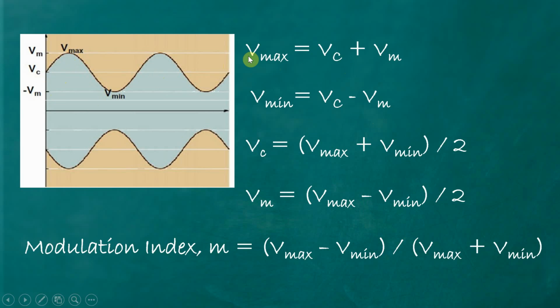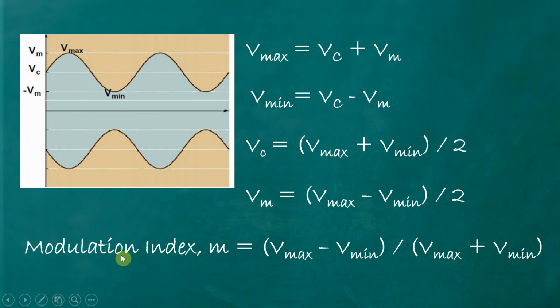Now when you use these two equations, Vmax and Vmin, to get Vc and Vm, what you have to do is add these two, Vmax plus Vmin. So you will get Vc. So Vc is equal to Vmax plus Vmin by 2. Now when you subtract these two equations, Vmax minus Vmin, then you will get the formula of Vm. Vm is equal to Vmax minus Vmin divided by 2. Right, so this way from envelope peaks, you can find out the value of Vc and Vm.